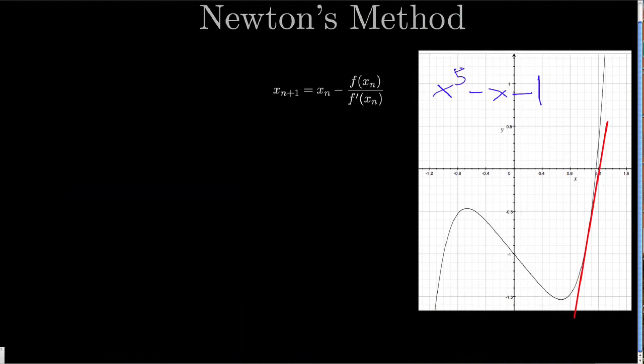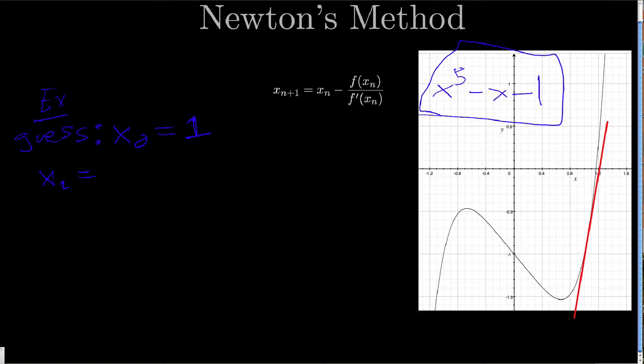Okay, so let's actually do an example. We're going to do this function right here, the one that we've been using. You always start off with a guess, so your first guess is going to be x sub 0. Let's use 1. And then just plug it into the formula. So x sub 1 is equal to, I'm going to write out the formula, x sub 0 minus f of x sub 0 over f prime of x sub 0. And this is equal to x sub 0, which is 1, minus f of 1 over f prime of 1.